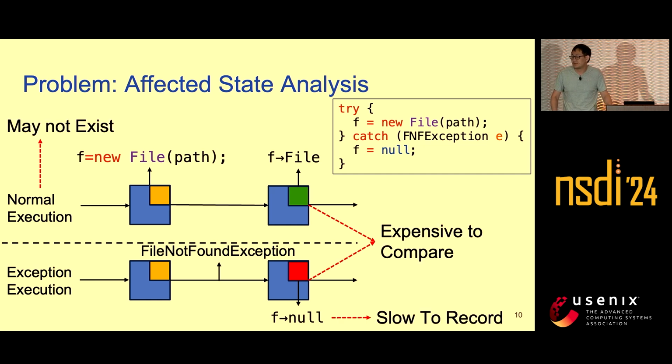Unfortunately, today, this solution is not feasible. Comparing the memory snapshots is very expensive, and even recording the execution is expensive. And finally, in some cases, the normal execution may just not exist. Maybe the application did not receive any workload that can trigger the normal execution before the exception happens.